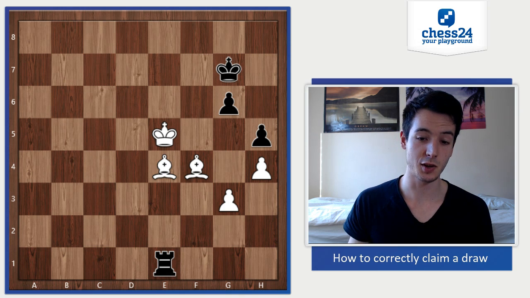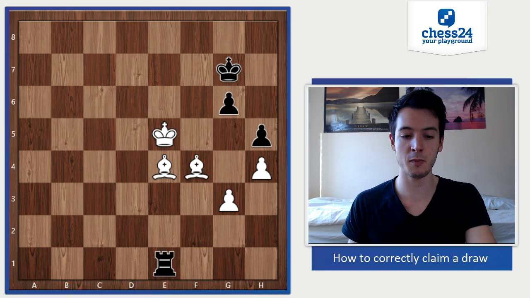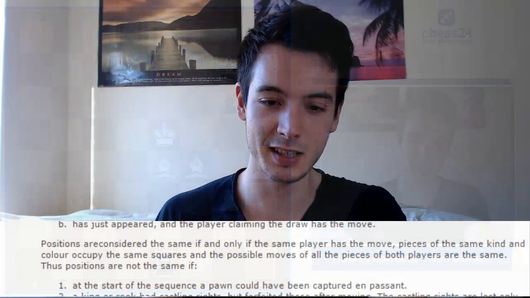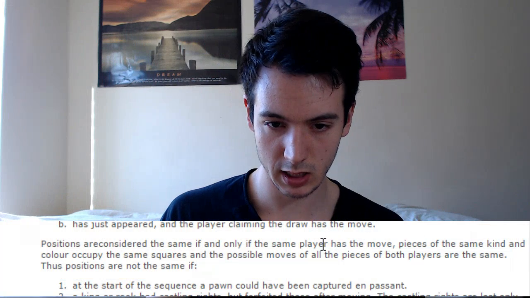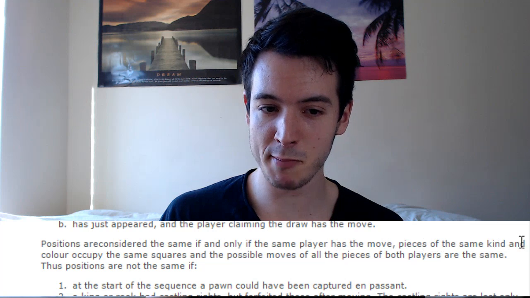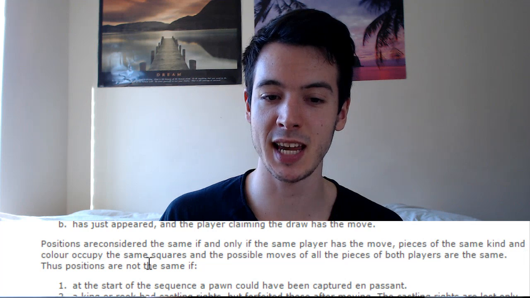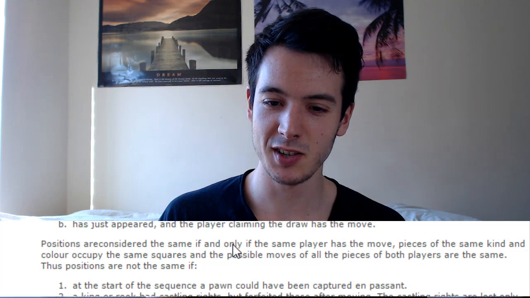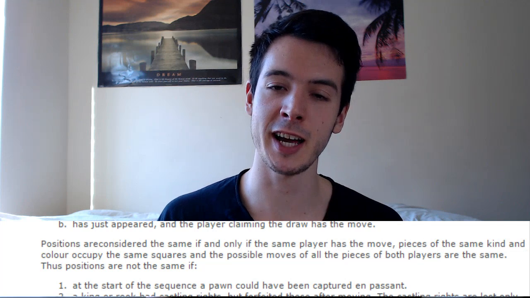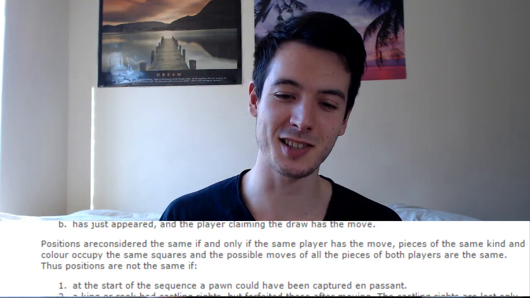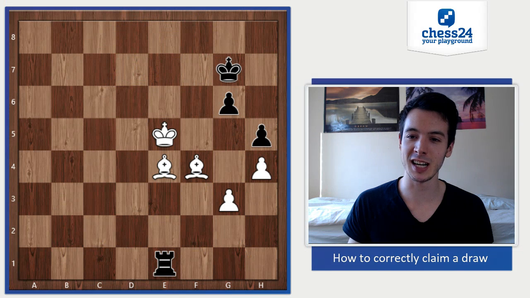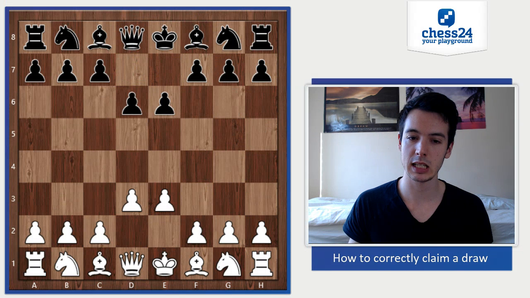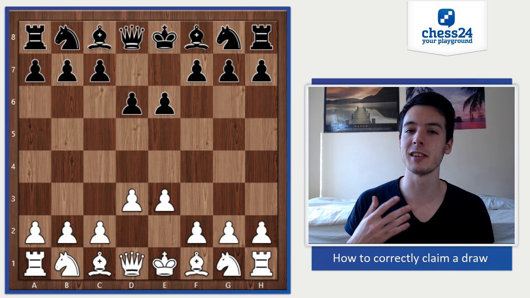Okay, so this is the first part. Now let's get back and see the next part, which is pieces of the same kind and color occupy the same squares. So that means, just to clarify that, if you have 2 knights on the board, I also have an example for that. If you have 2 knights on the board and they switch places, it is still the same position.